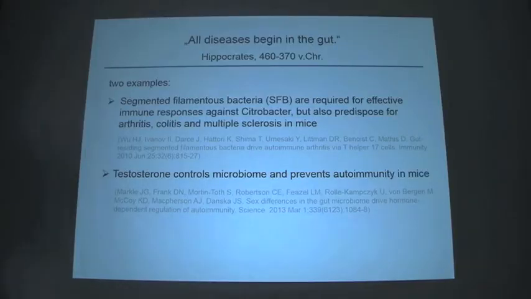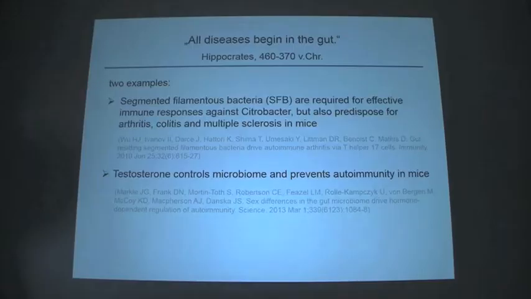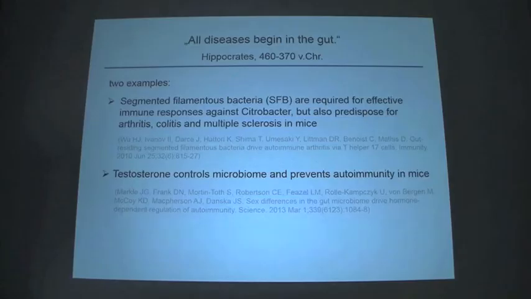And here are some prominent examples of the recent years. One bacterial group which probably all of you have heard of, the segmented filamentous bacteria, have been shown to be required for a lot of different autoimmune diseases, such as arthritis, colitis, and MS in mice. But they also confer some protective function, as they are important to instruct the immune system to be effective against Citrobacter infection, a mouse model for enterocolitic colitis.